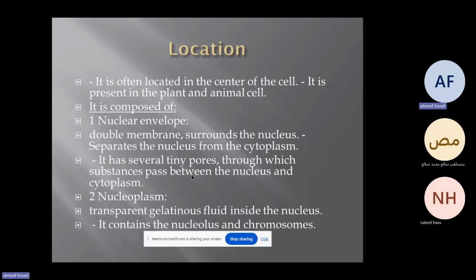The nucleoplasm is a transparent gelatinous fluid inside the nucleus, and it also contains the nucleolus and the chromosomes.